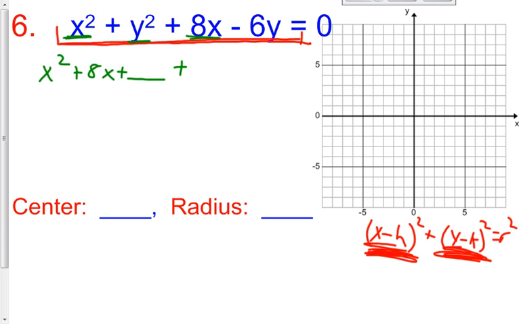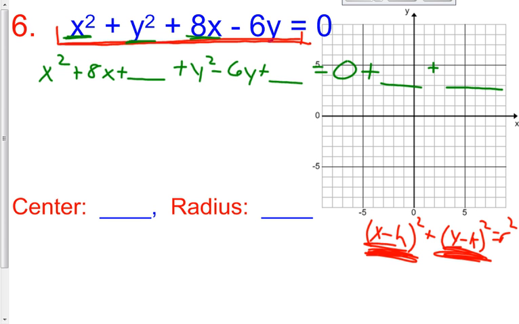Plus, now I'm going to get my y's together. Y squared minus 6y plus a blank. That equals my 0. Now if I have 2 blanks on the left side, I need to have 2 blanks on the right side. So that's how I'm going to set up this first one.